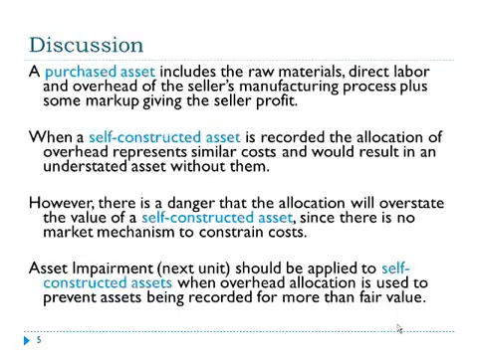A purchased asset includes the raw materials, direct labor, and overhead of the seller's manufacturing process, plus some markup in order to give the seller a profit. When a self-constructed asset is recorded, the allocation of overhead represents similar costs and would result in an understated asset if those overhead costs weren't included.